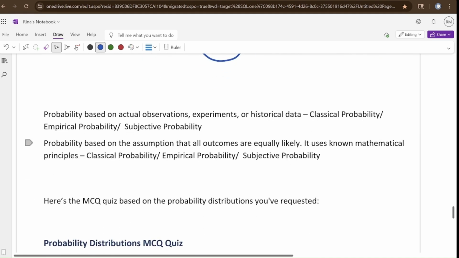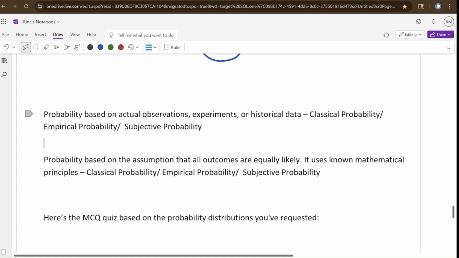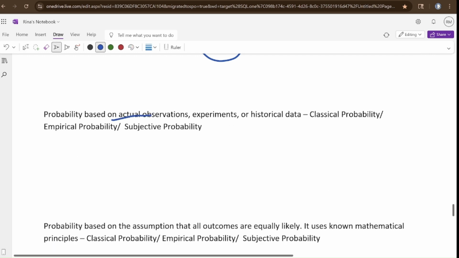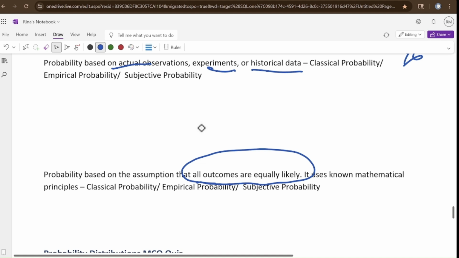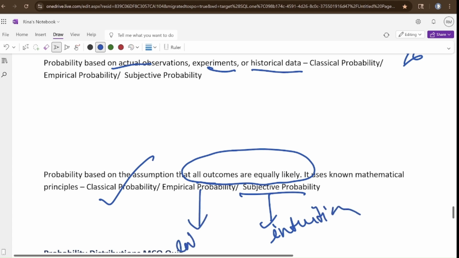Next question. Based on actual observation, that means you have observed, you have calculated like 1 by 6, experimented or from historical data, then it is known as empirical probability. Next one is probability based on the assumption that all outcomes are equally likely. Then it is known as classical probability. So 3 types of probability. Subjective probability based on your intuition. Empirical based on your calculation. And when all outcomes are equally likely, this is classical probability. Clear?